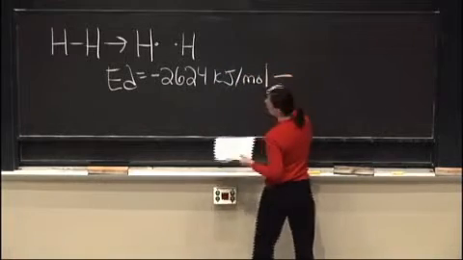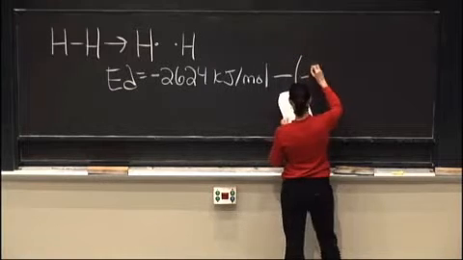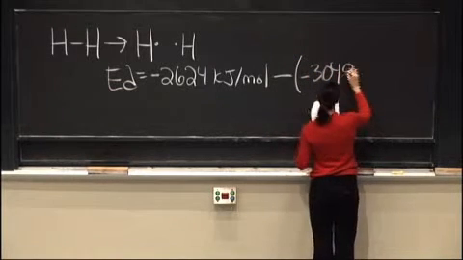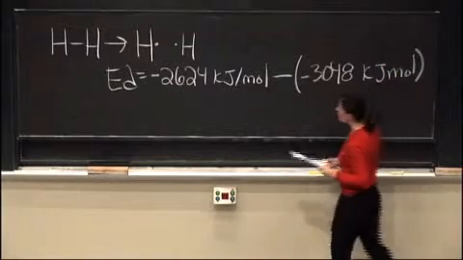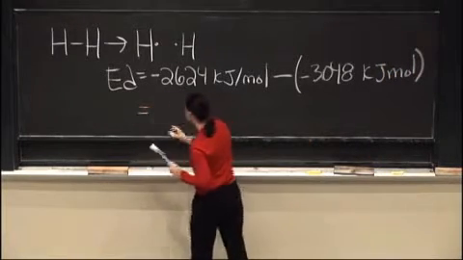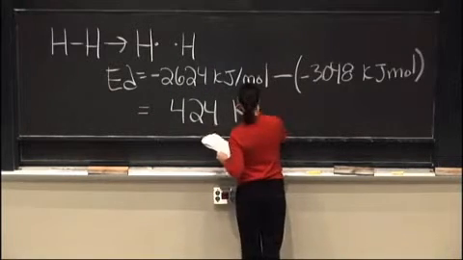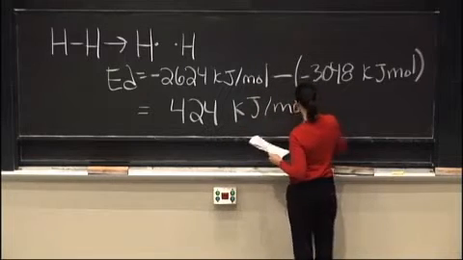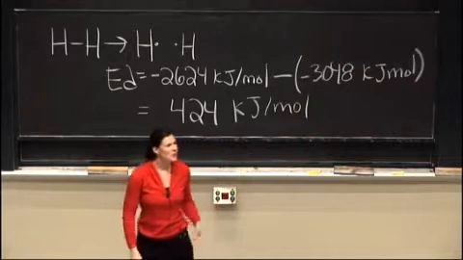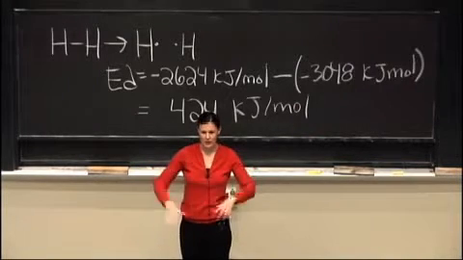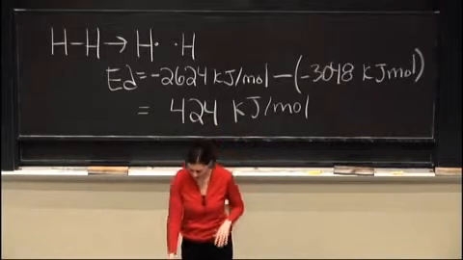And we want to subtract the energy of the hydrogen molecule itself. So that's going to be negative 3048 kilojoules per mole. So what we get for the dissociation energy for a hydrogen molecule is 424 kilojoules per mole. So what that means is that's how much energy we would have to put in to a hydrogen molecule in order to get it to split apart into its two atoms.